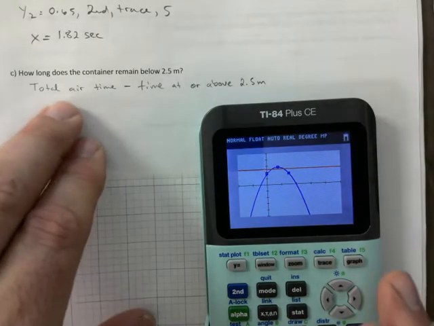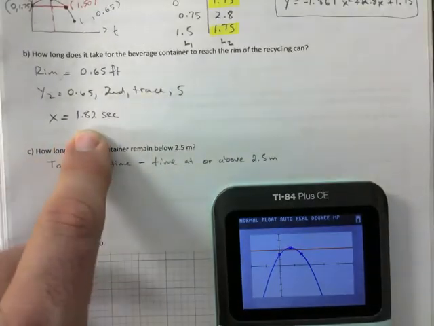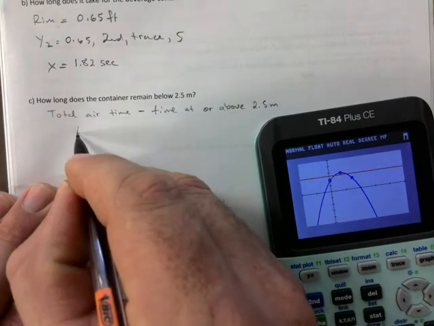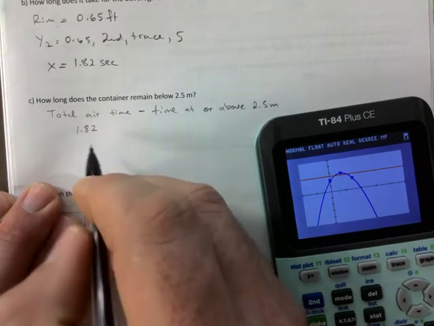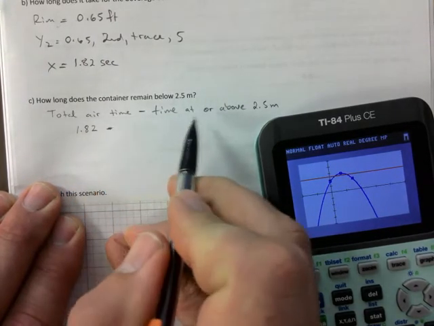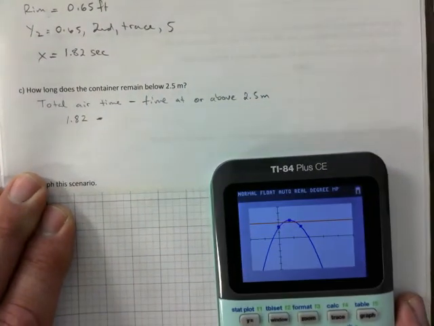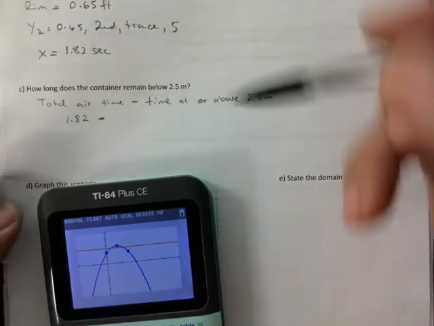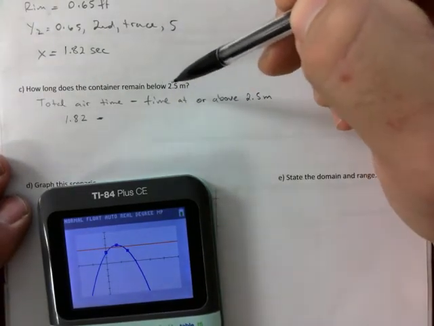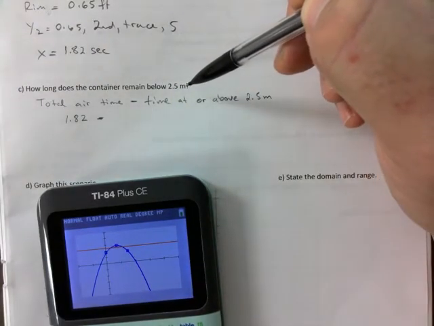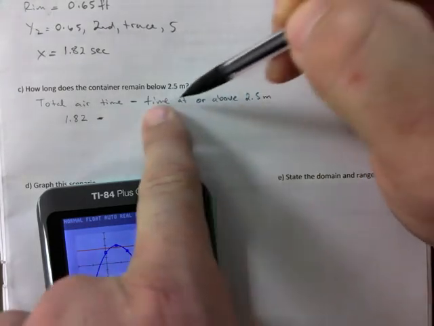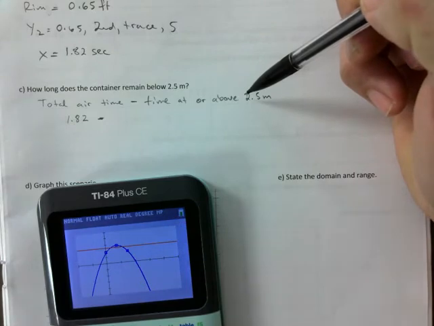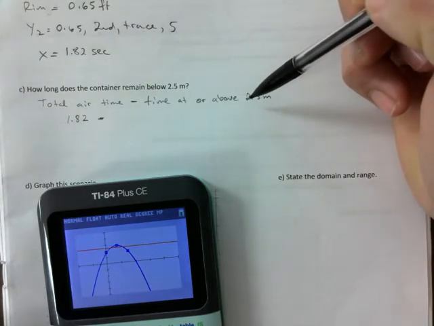Okay. So total airtime is actually this, right? This is actually total airtime. So we're going to go 1.82, right? Minus the time at or above 2.5. Why are you doing that, Mr. Erickson? Why are you making it so complicated? Well, it says time below, right? 2.5. So I'm going to focus on at or above and subtract that. And so all that remaining time must have been below the 2.5 meters.